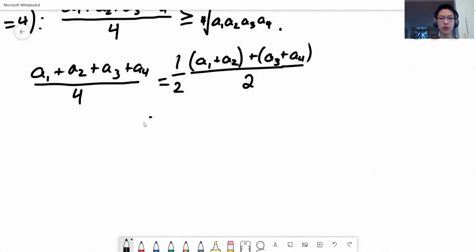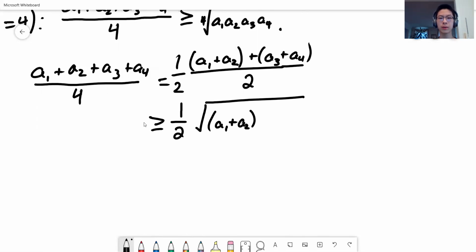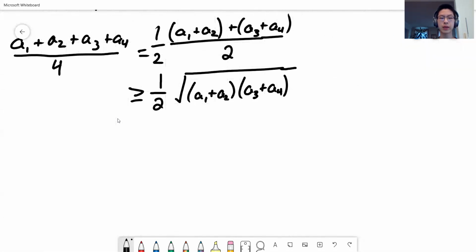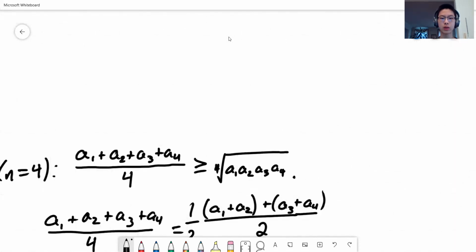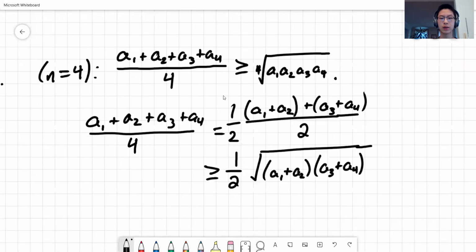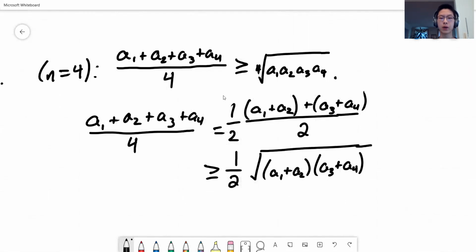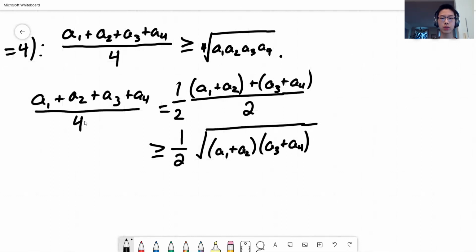So this is going to be greater than or equal to 1/2 of the square root of a1 plus a2 times a3 plus a4. Okay, so now we have this, right? And so this isn't quite what we want, right? We want a product of all of them. And now we have a product of sums of both of them, which isn't quite what we want, but that's okay actually.